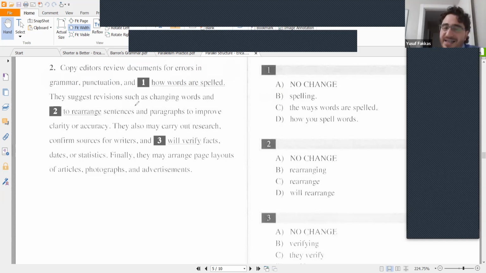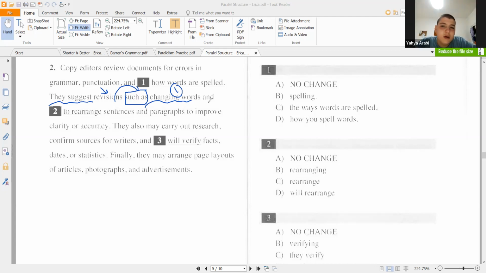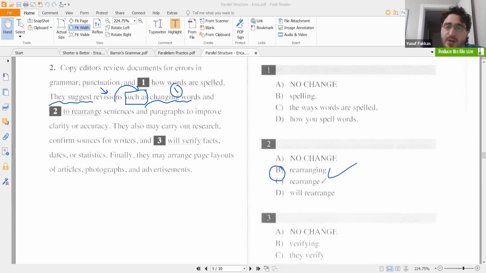Okay, so look, we said now that the list starts with such as, okay? They suggest what? Revisions, such as the first example given, changing words, and something, and paragraphs. Rearranging something. What should we use? To rearrange, rearranging, rearrange, or will rearrange? Gerund. B. Exactly, rearranging to make it parallel with changing. Thank you.